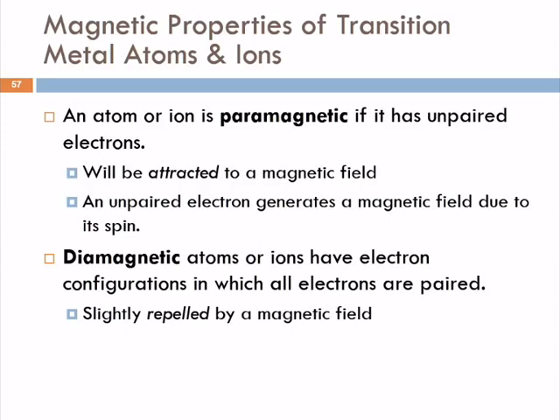I always have a hard time remembering that because you hear the prefix para and you think pair, right? So that's the paired. No, it's backwards. The paramagnetic has unpaired electrons. Things with unpaired electrons will be attracted to a magnetic field. Those unpaired electrons actually generate their own little magnetic field because of the spinning of that charge. Diamagnetic atoms or ions have all of their electrons paired up, and so they are actually slightly repelled by a magnetic field. They're definitely not attracted. So paramagnetic means there are unpaired electrons.